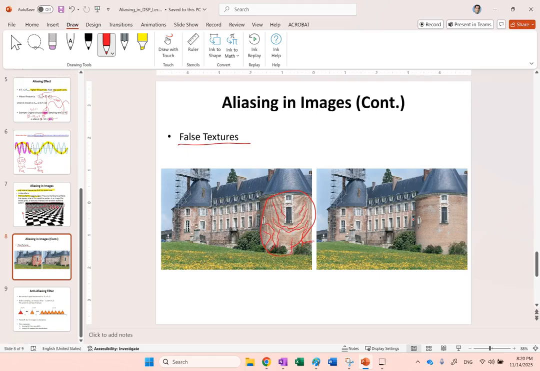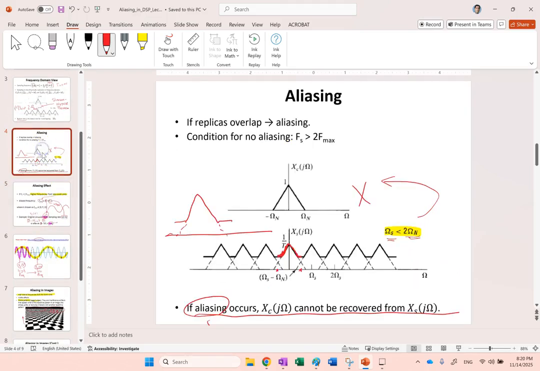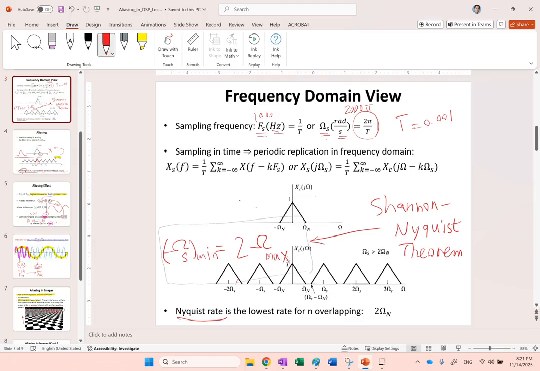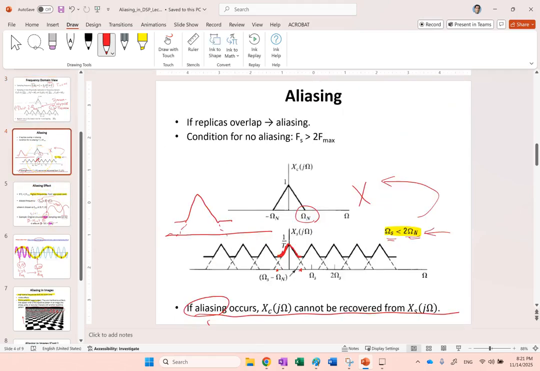So if you see some kind of weird patterns in your images, jagged edges, or textures that should not ideally be there, one good reason could be aliasing. You have to look at the frequency content of the original signal. You have to find this omega max and then check whether this condition is there or not. If this condition is there, then you're good. If not, you have a case like this. Now what would you do?